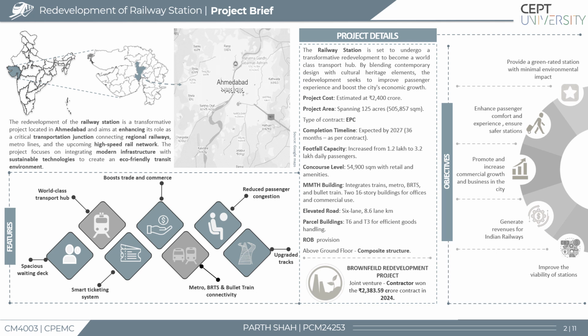With an approximate total project cost of a massive 2,400 crores and a footprint of 125 acres, this project aims to increase the passenger capacity from 1.2 lakhs to 3.2 lakhs daily. The type of contract over here is an EPC contract with an expected duration of 36 months, targeting its completion by 2027.